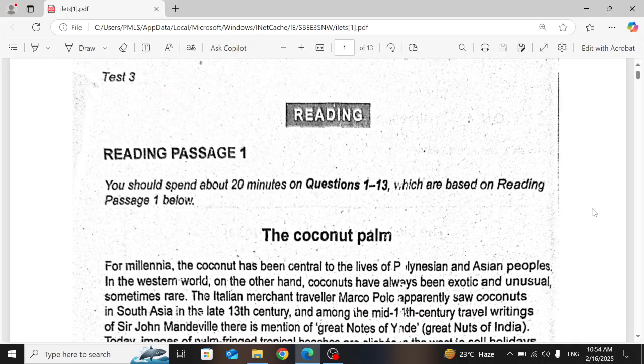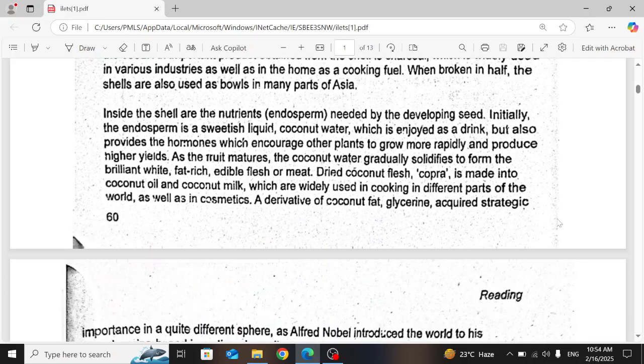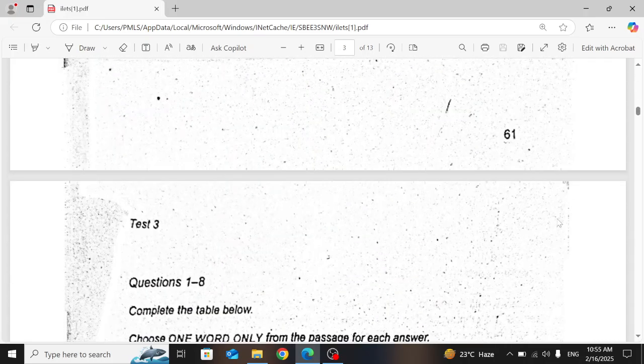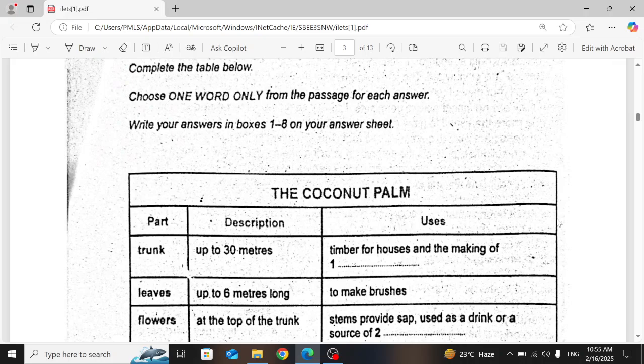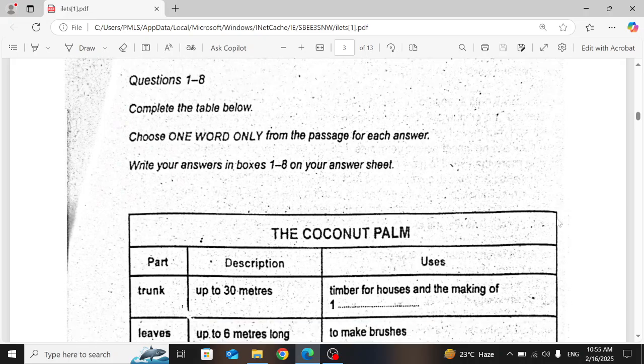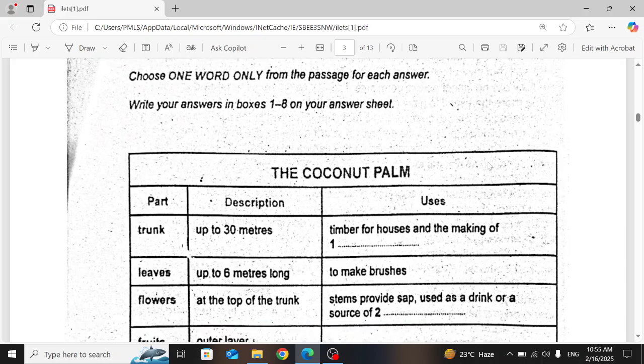In this lecture, we'll learn how to solve IELTS reading passage. My strategy to solve IELTS reading passage is to read and understand the questions first and then answer those questions. So we look at the questions first and try to underline some of the keywords in the questions that will later help us in finding the answers of the questions.